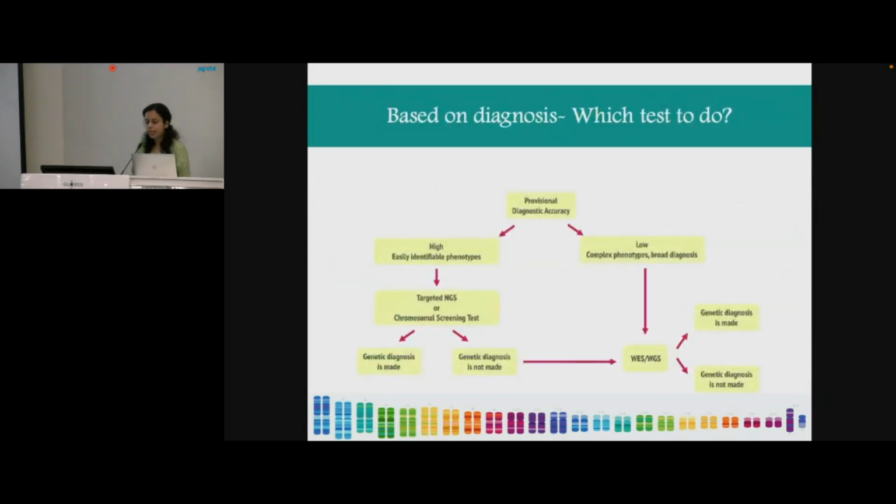So based on the phenotype, let's see now how one can decide the diagnostic test. Now one should really look at the provisional diagnostic accuracy. If the accuracy is very high and you have an easily identifiable phenotype, then you can go for the targeted NGS or the chromosomal screening test based on your phenotype. And if your provisional diagnosis is low, there is a heterogeneous disorder, broad phenotypes, and you are not sure about it, then go for the whole exome sequencing.